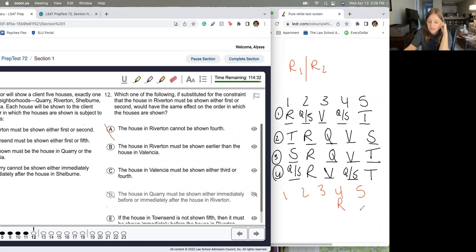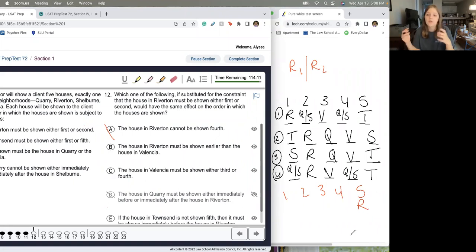Let's see here. R is in 4, V's in 5. T is in 1, Q and S would be touching each other. So that can't work. And we can't make R in 5 because then it's not before V. So this is probably our answer choice.